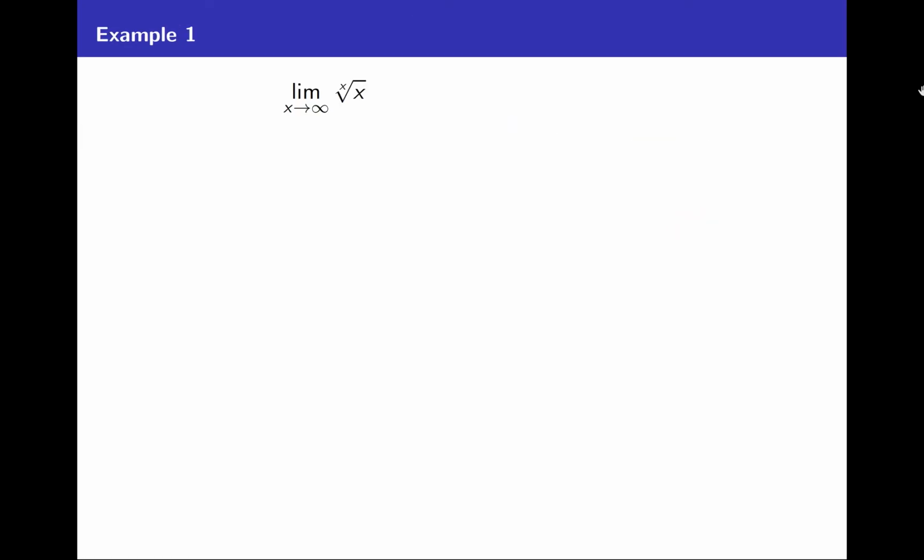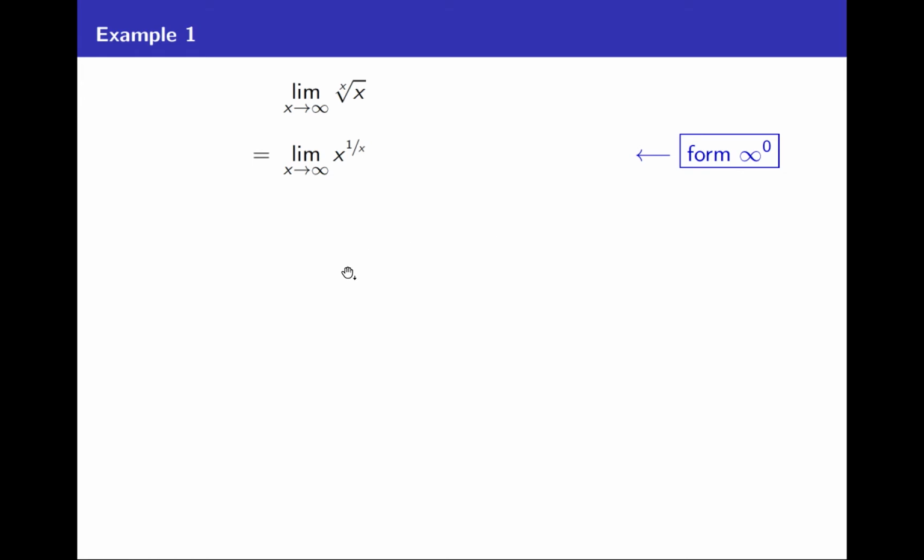Example 1. Limit as x goes to infinity of the x root of x. Maybe that looks a little strange, so let's convert it to a power. The x root of x is x to the power of 1 over x. So we get this limit. X is going to infinity, and that base x is going to infinity, and the exponent 1 over x is approaching 0. So this limit has form infinity to the power of 0.